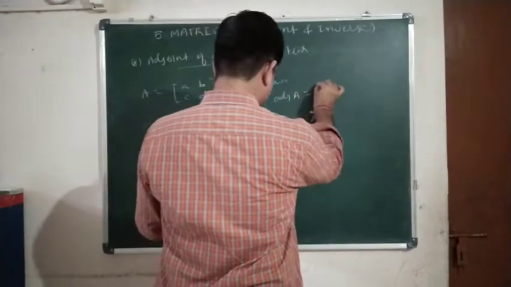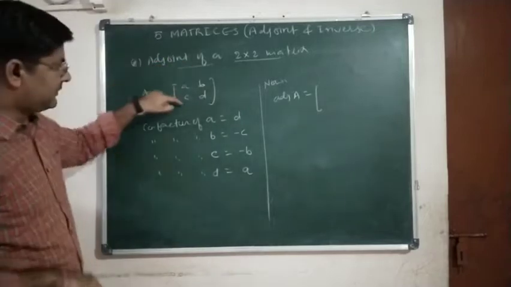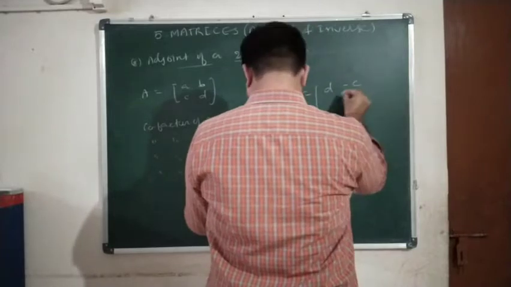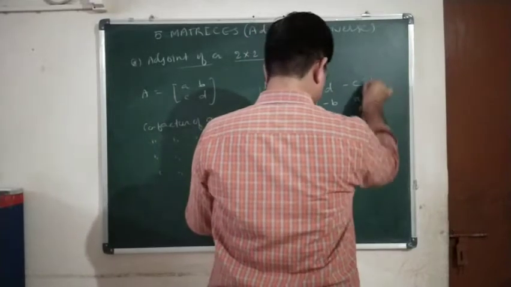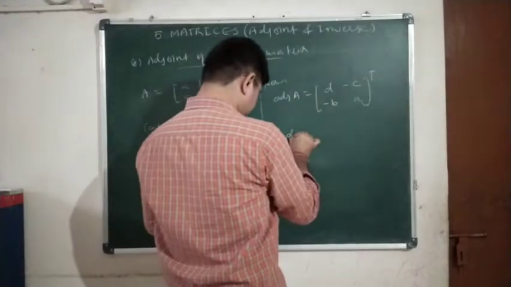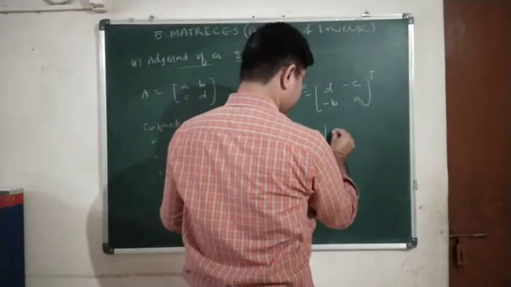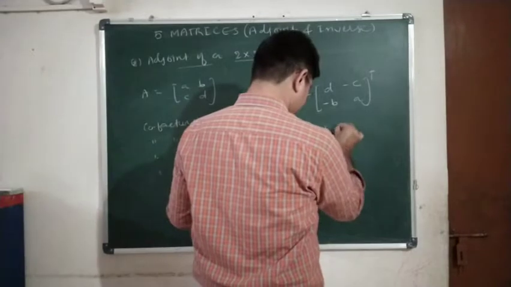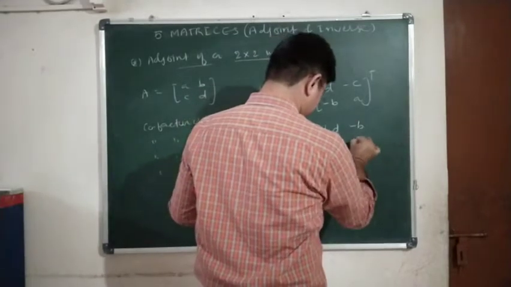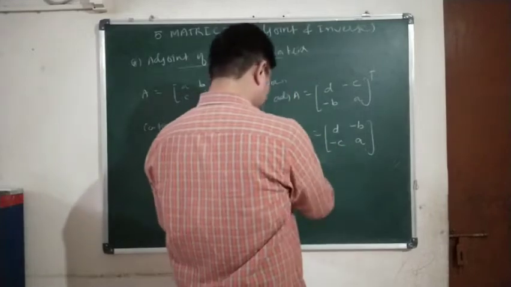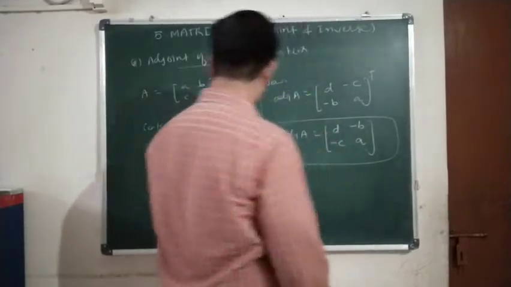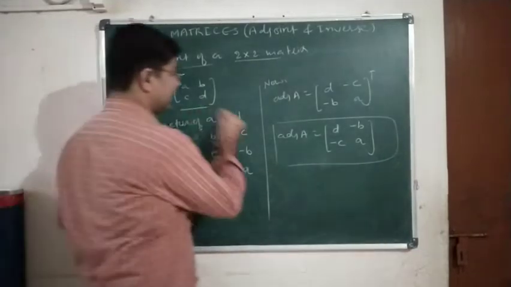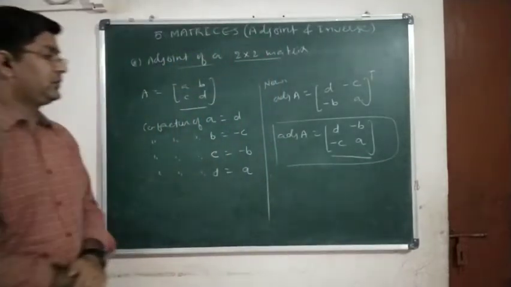Now adjoint of matrix A: we will replace each of the elements by the cofactors and then take the transpose. So d, minus c, minus b, a. Now let us take the transpose. Therefore adjoint of A, taking the transpose meaning changing rows into columns, is d, minus b, minus c, a. So this is the required adjoint of the given matrix A of order 2 by 2. Clear?